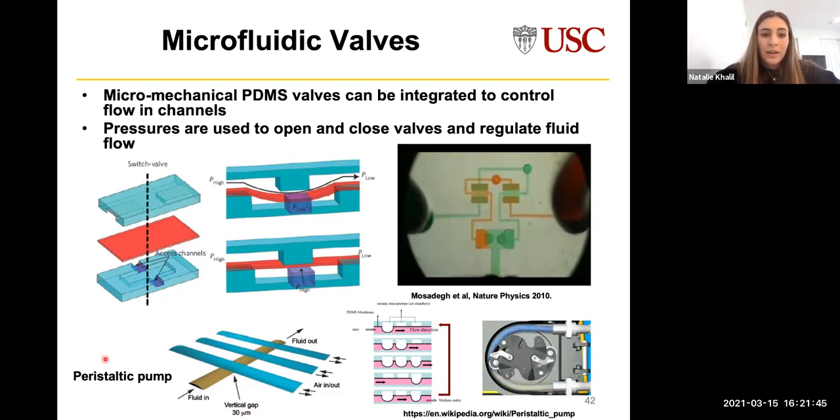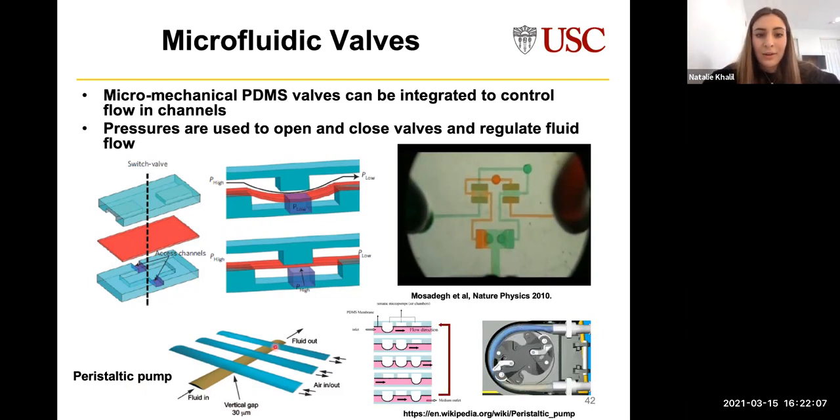So on the bottom here is another application of these valves. This is called a peristaltic pump. So a peristaltic pump is pictured here. This is how your small intestine moves its contents. You can also think of it as how you would eat an otter pop. So you would pinch and just push in one direction to enable flow in that direction.